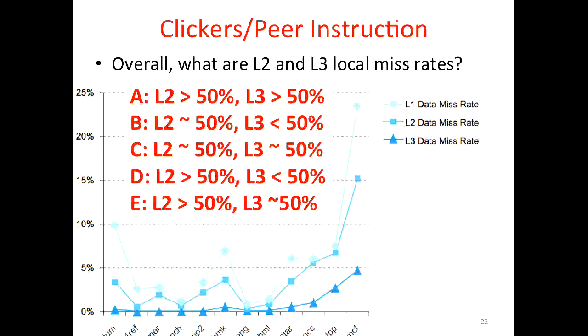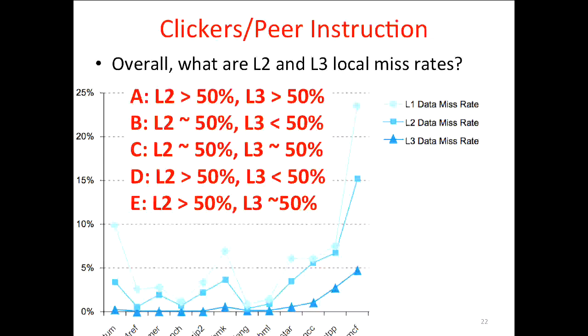Remember that the local miss rate is the fraction of accesses the cache sees that it misses. And for an L2, the accesses it sees are misses from L1. So really what you need to look at is the ratio from here to here versus from here to here. If you look at this point, this is roughly 15. You can just eyeball this. This is more than half of that. So the miss rate in L2 here is greater than half the miss rate of L1. And so that means that the local miss rate of L2 is over 50% for that one point, right?